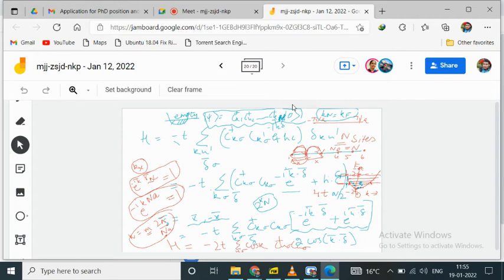Simple question. Why is the sign of the hopping amplitude minus, if it has to be minus at all? You told me it is minus t. So why is it minus?